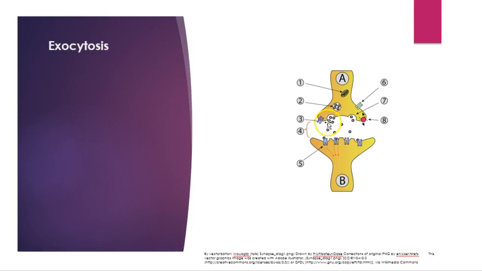Because of particle movement, they diffuse across. And as soon as they get to the other side here, they actually hit receptors here, which induces a new message to keep on going on the new neuron. This can happen in many other cases. Say we have cells that make hormones. They're released into the bloodstream in exactly the same way. So that's exocytosis, spitting out.